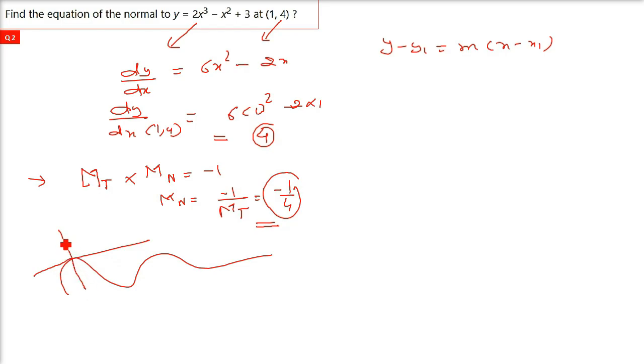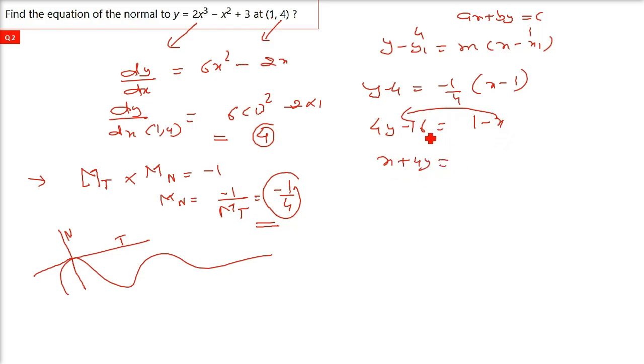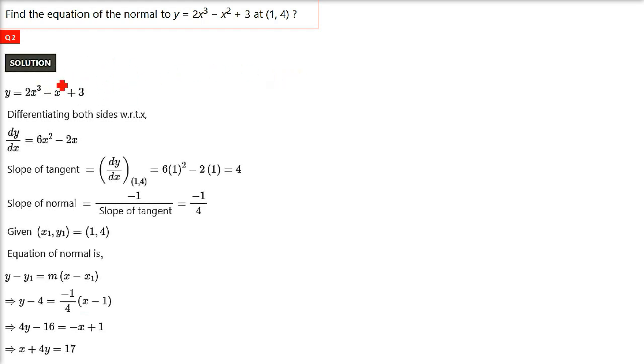This is the tangent and this is the normal. And since we have the slope of the normal, negative 1 by 4, we have to replace x1 and y1 by 1 and 4. So y minus 4 equals negative 1 by 4 into x minus 1. So just cross multiply by 4: 4y minus 16 is 1 minus x. When we multiply negative, these signs will change, so we are just swapping. So what is the form here? We normally write it in the form of ax plus by equals c. So x plus 4y is equal to, so 16 plus 1 is 17. This is the equation of the normal. This is the formal solution which you have to adopt in solving.